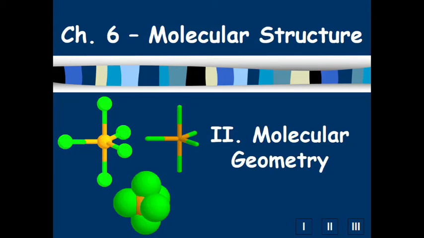Hey, this is for my Chem 1 students. We're going to look at Chapter 6, Section 5. We'll call it Part A. And for molecular structure, today we're going to focus on molecular geometry and molecular polarity.